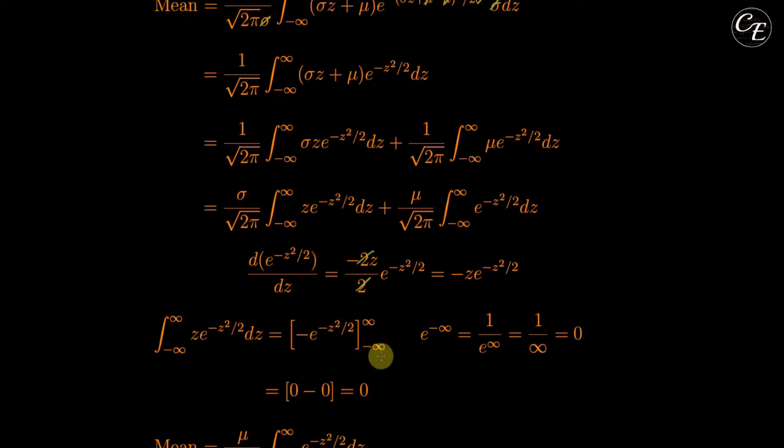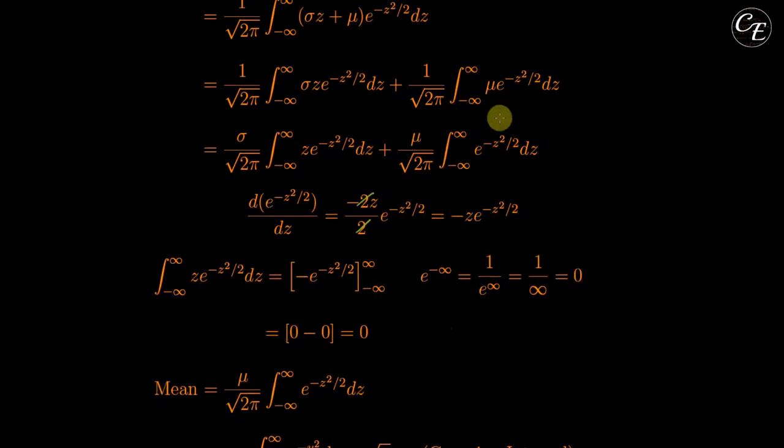Then minus, if we substitute this negative infinity for z in here, negative infinity squared is positive infinity, and positive infinity divided by 2 is still positive infinity, and then e raised to negative infinity is 0. Then negative 0 is still 0, so we have 0 when we substitute this negative infinity for z. Then 0 minus 0 is still 0, so the value of this one is 0. Then this whole term will be 0, and our mean will be just this term.